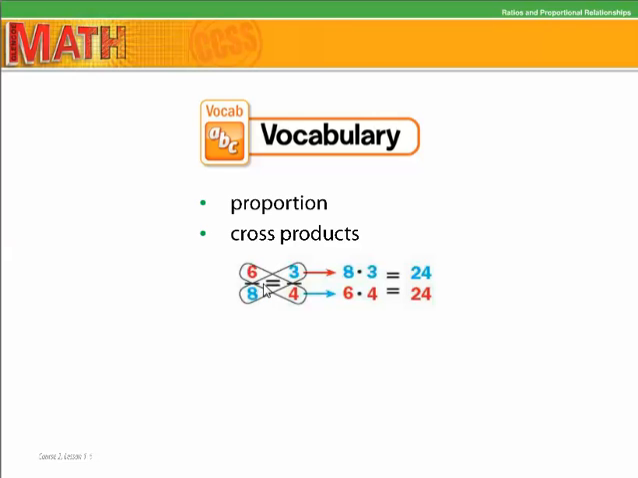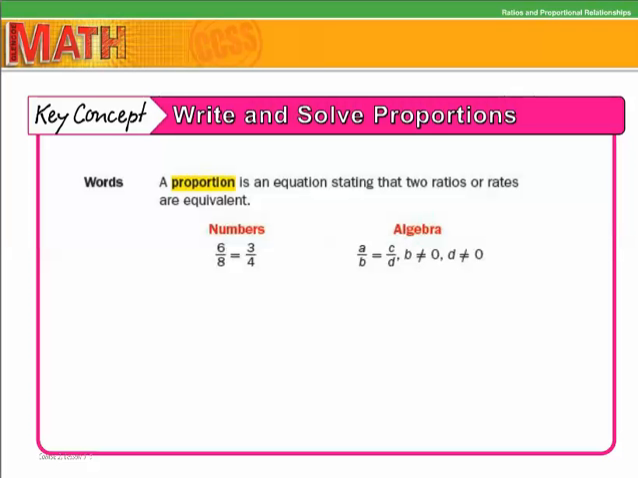So I have 6/8 is the same as 3/4, and then I would have 6 times 4 to equal 24, and then 8 times 3 also equals 24. A proportion is an equation stating that two ratios or rates are equivalent. So we have 6/8 is equal to 3/4, or in this case A over B is equal to C over D, where B is not equal to 0 and D is also not equal to 0.